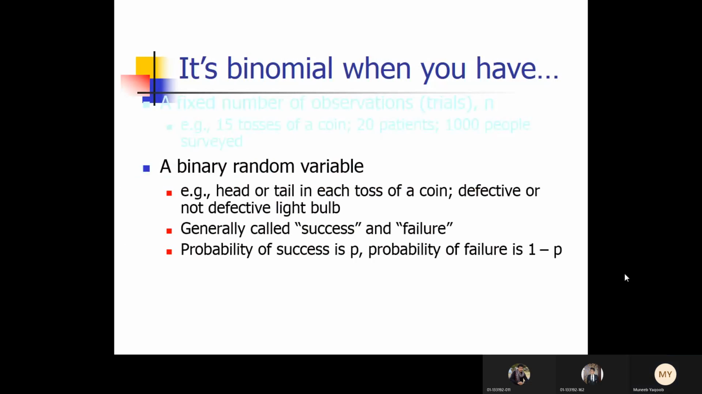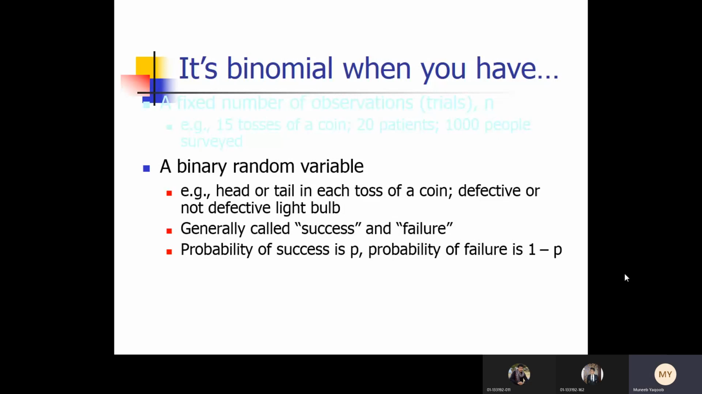So what is the second requirement of binomial distribution? All possible outcomes may be classified either as a success or as a failure. For example, if you toss a coin and you are interested in the occurrence of head, then this occurrence of head is the success, while the occurrence of tail is a failure.